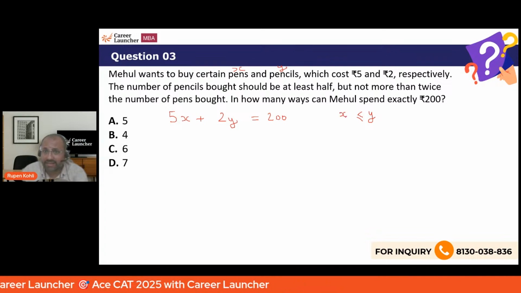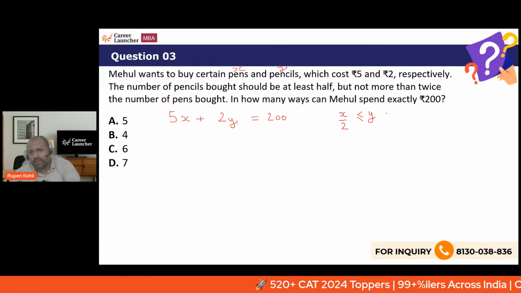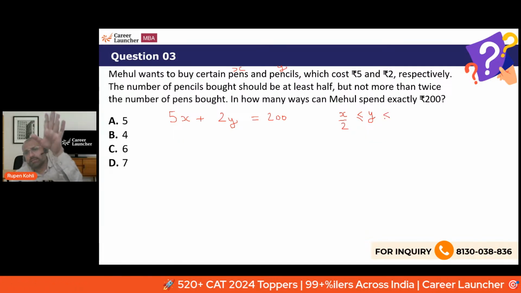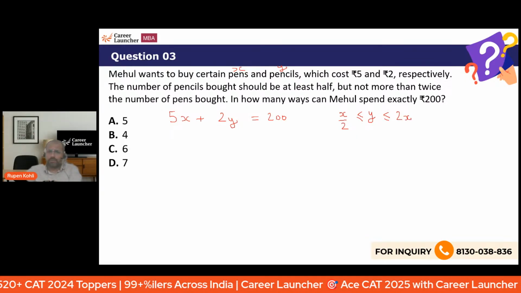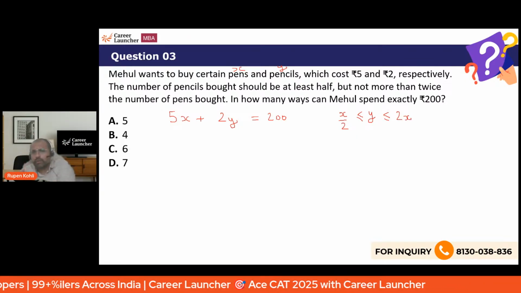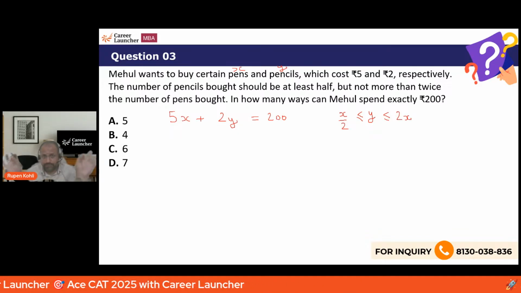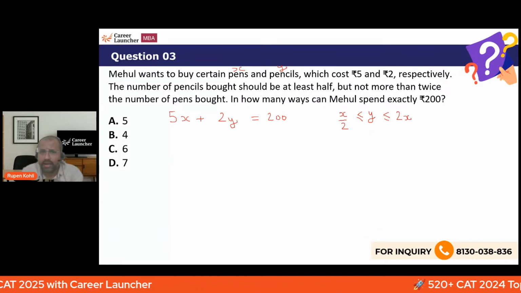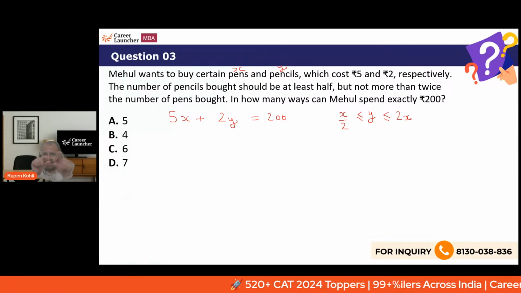y is greater than or equal to x by 2, and on the right, this is the lower limit of y, and on the upper limit y is less than or equal to twice of x, because it should not be more than twice of the pen spot. So it could be equal to twice also, but not more than that. Both the sides we have equalities, right? It's an inequality statement, and in any inequality statement you should be very careful, is equality there or not?